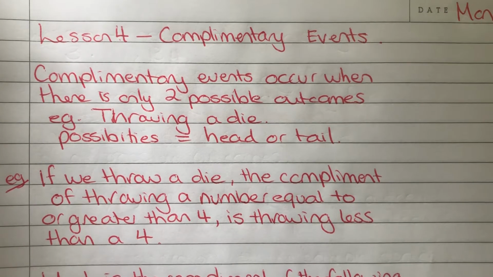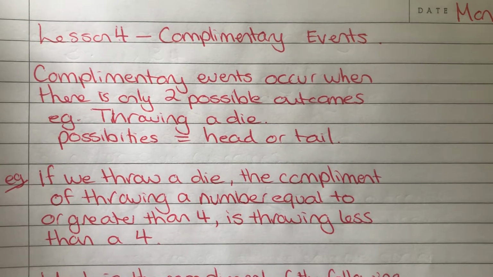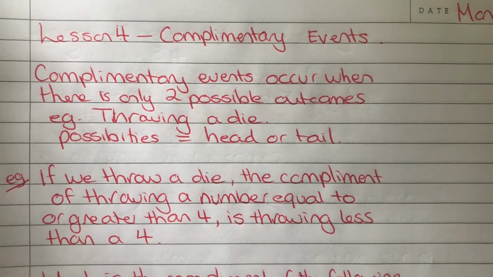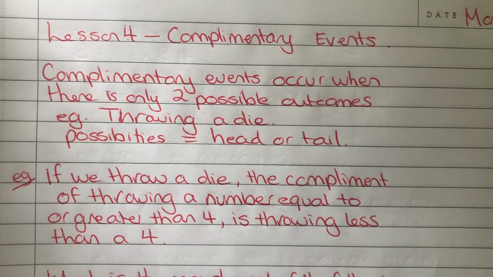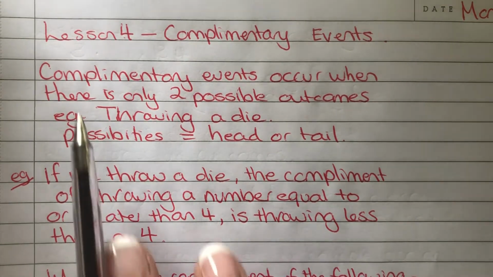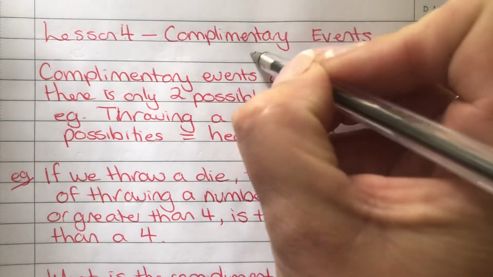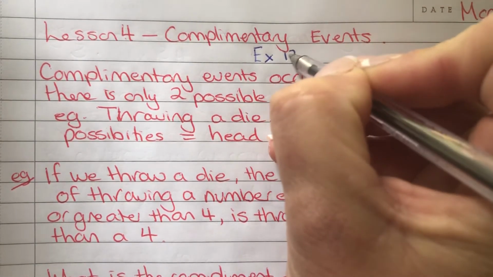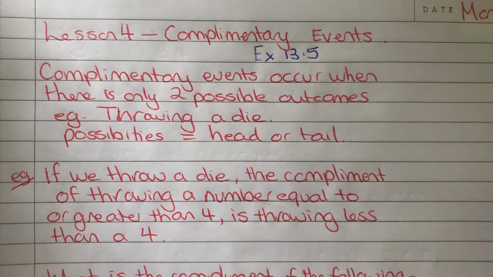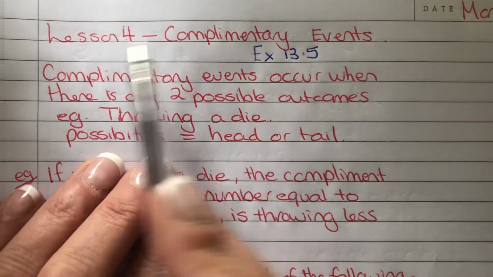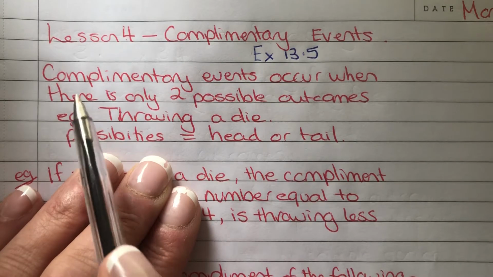Okay, today we are doing 13.5 and the good news is my video is going to be very quick and then I think your work will be pretty quick, so it should be a great lesson for you guys. So we need to write complementary events on the top of our page, and you can also write that it's exercise 13.5. I would like you to write this first sentence, please.